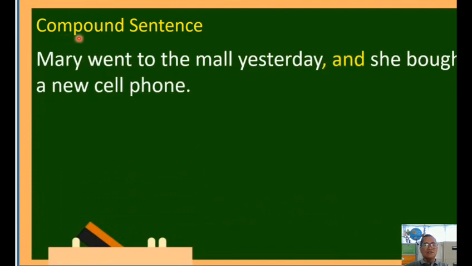Now, dito naman sa compound sentence, we have an example here. Mary went to the mall yesterday. Ito ang ating unang independent clause. And then the other one is, she bought a new cell phone. Now, we have here two independent clauses joined by a comma and a conjunction and. By the way, this conjunction is called coordinating conjunction.